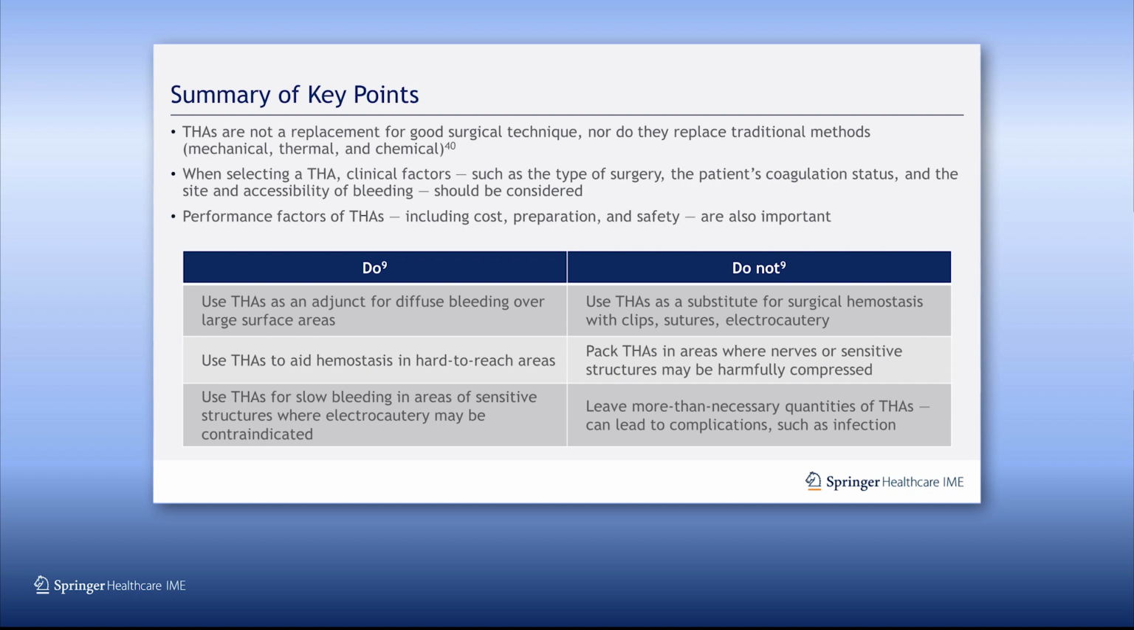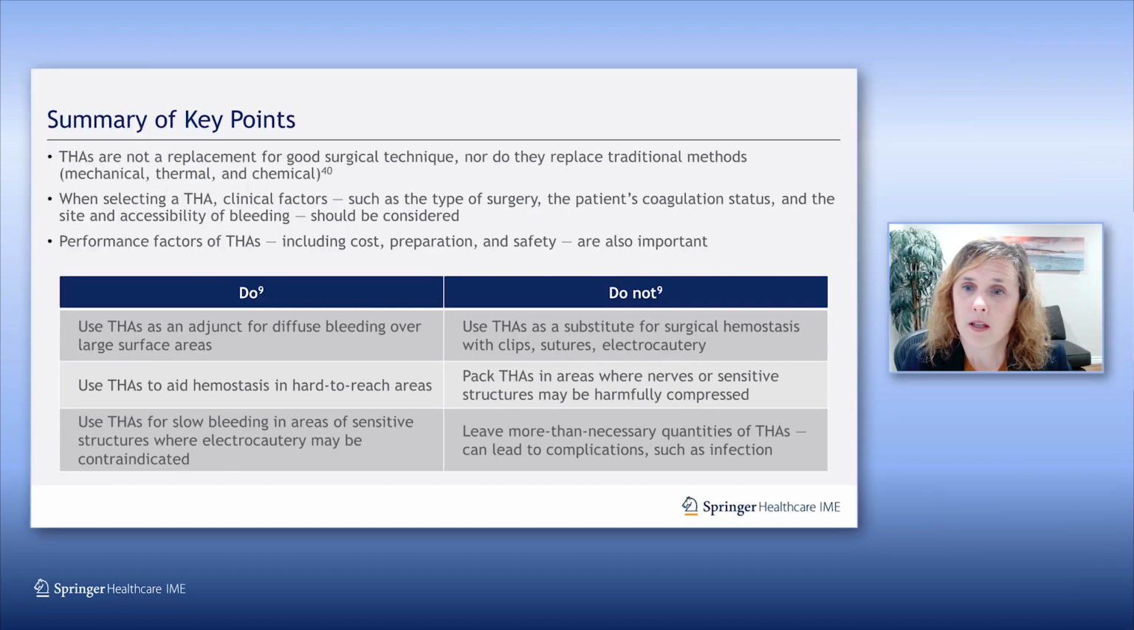So things that we should think of as definitely doing: we should use THAs as an adjunct for diffuse bleeding over large surface areas. We should use THAs to aid in hemostasis in hard-to-reach areas. And we should use THAs to slow bleeding in areas of sensitive structures where electrocautery may be contraindicated. On the reverse side, we should not use THAs as a substitute for surgical hemostasis with clips, sutures, and cautery. We should not pack THAs in areas where nerves or sensitive structures could be harmfully compressed. And we should not leave more than necessary quantities of THAs because that can lead to complications such as infection.